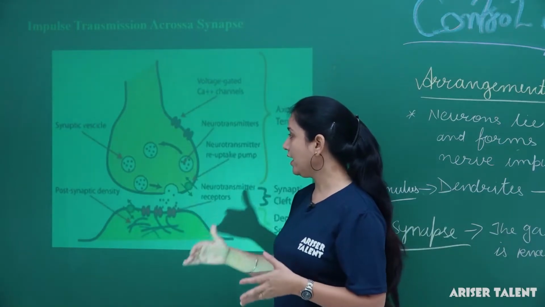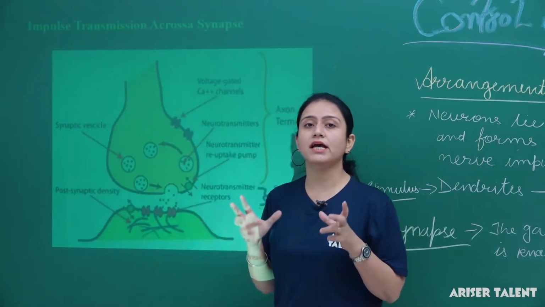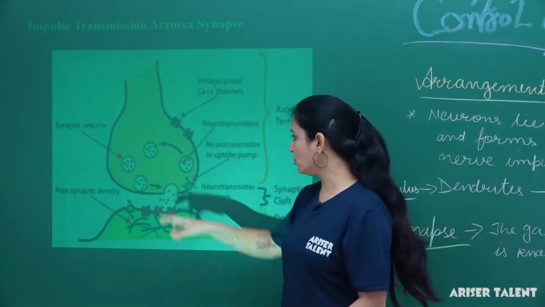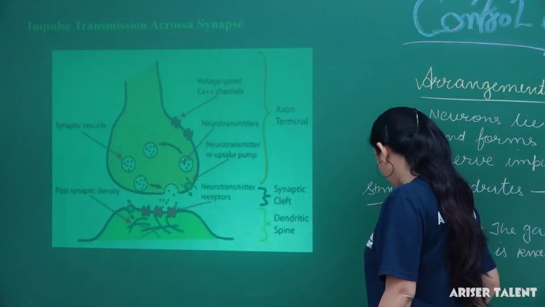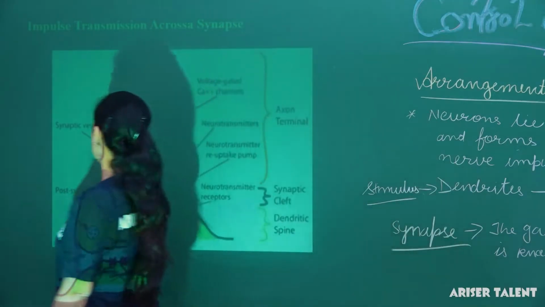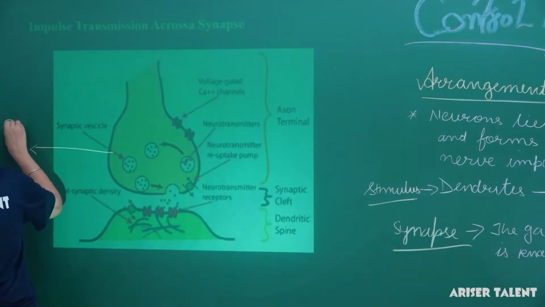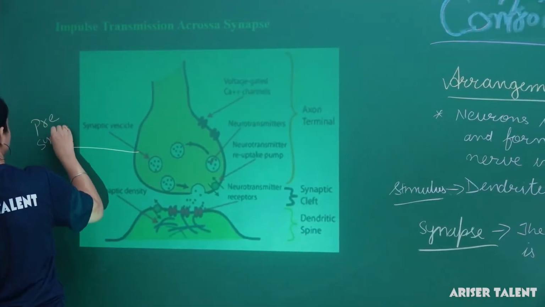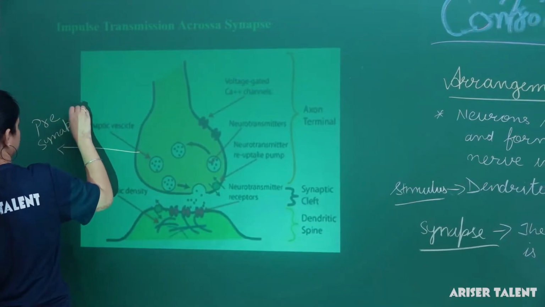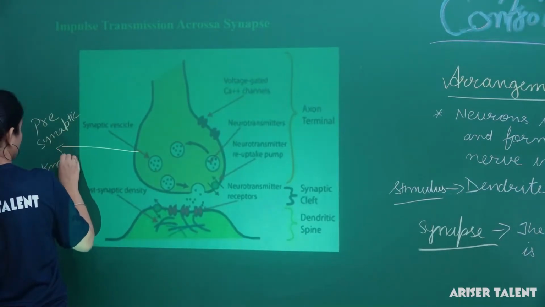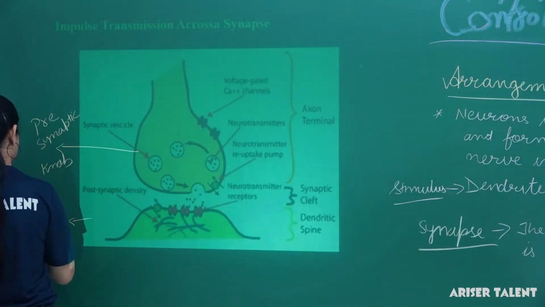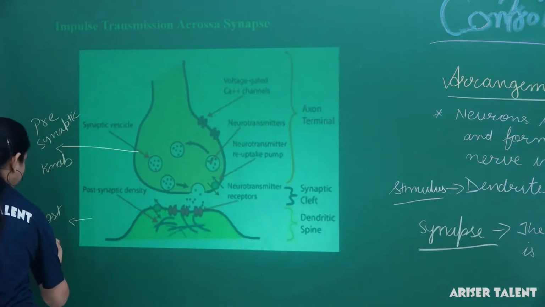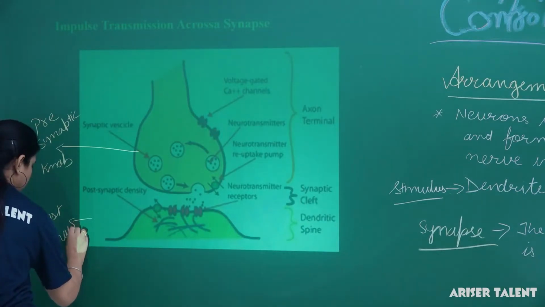Now what happens when the axon terminal receives any stimulation? It expands and forms the presynaptic knob. Here we can see this is the presynaptic knob. And this part is the postsynaptic depression.